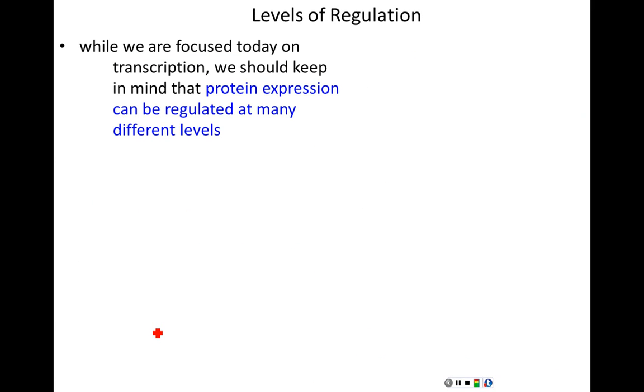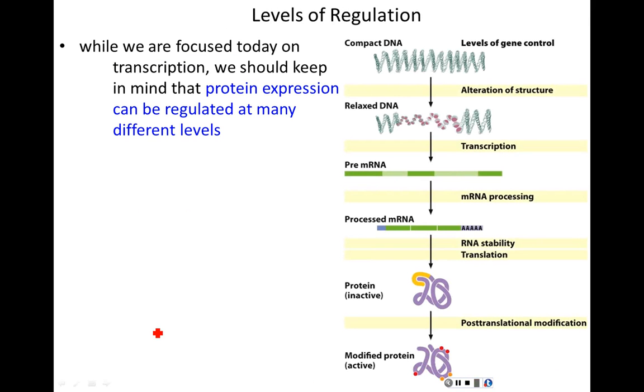Now, we're focused today on this transcriptional level of regulation, where by controlling whether or not transcription can occur, we control whether or not a gene is expressed. But I'd like to just take one slide here and have you keep in the back of your mind that protein expression can be regulated at every single step in the pathway to making protein. So we can regulate protein expression by simply controlling whether or not the cell can access the DNA at all. If the DNA is very, very tightly wrapped and inaccessible, we cannot express protein from it. If we relax that DNA and make the DNA more accessible, then we have an easier time expressing genes.